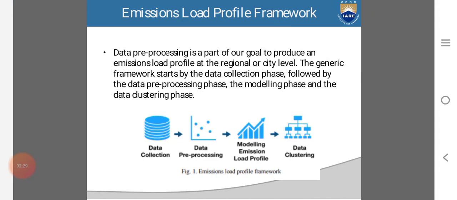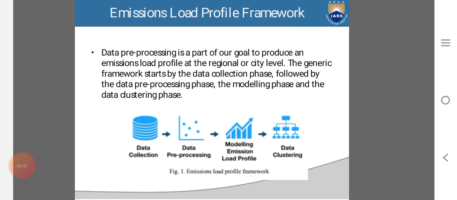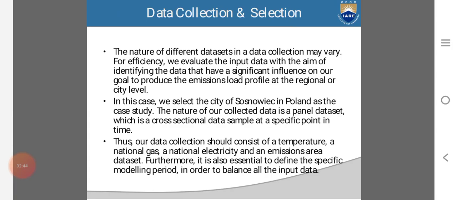Data pre-processing is part of our goal to produce an emission load profile at the regional or city level. The generic framework starts with the data collection phase, followed by the data pre-processing phase, the modeling phase, and the data clustering phase. The nature of different data sets in the data collection may vary. For efficiency, we evaluate the input data with the aim of identifying the data that have significant influence on our goal to produce the emission load profile at the regional or city level.